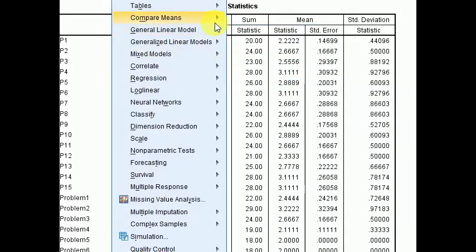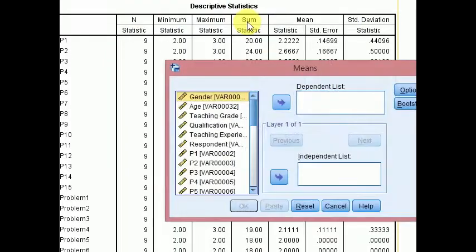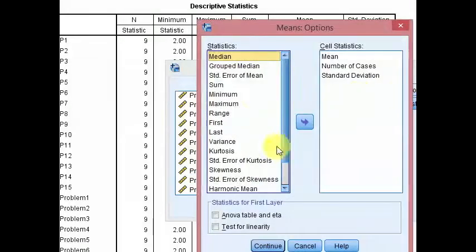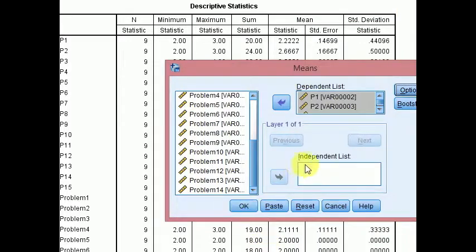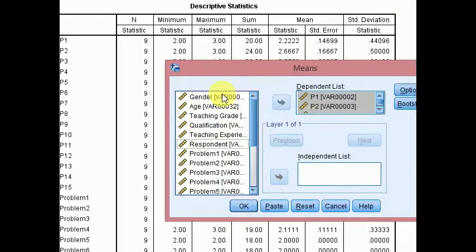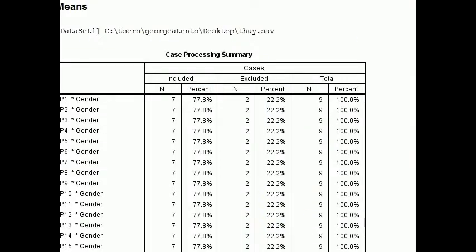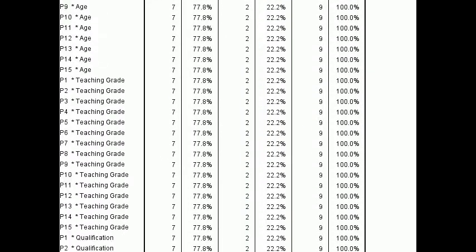We can do comparing of the means, and this is why I insisted that you have to have the demographic profile with you. So for example, we have the perception 1 to 15, which will be the dependent list. And for the option, just click on the ANOVA table and eta, and then the independent list will be the profile variables. Well, you lack 2 of them, and I don't want to do it anymore because I already told you, and you can't give it to me.